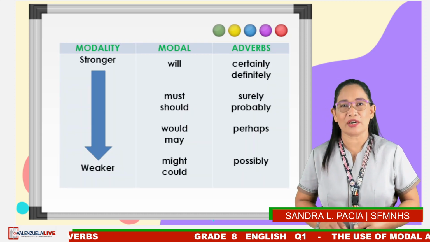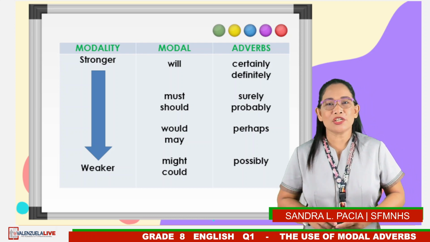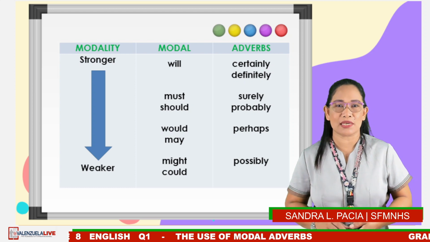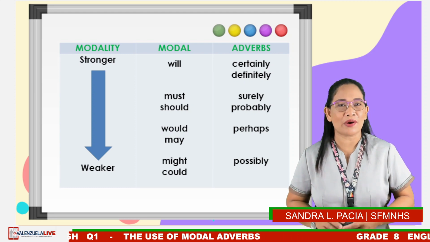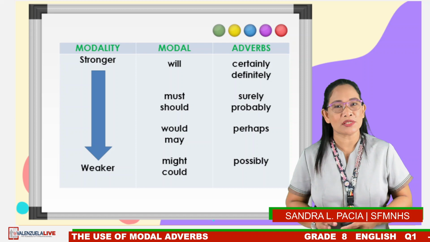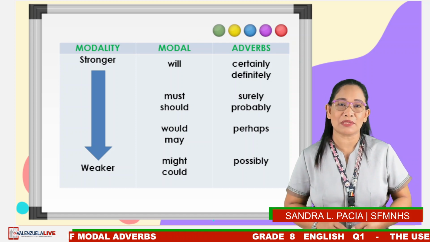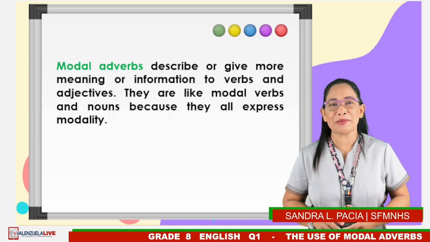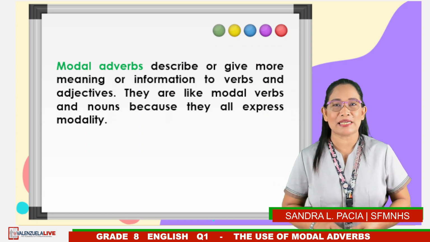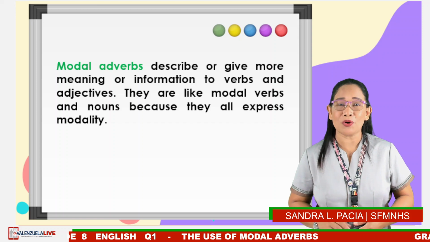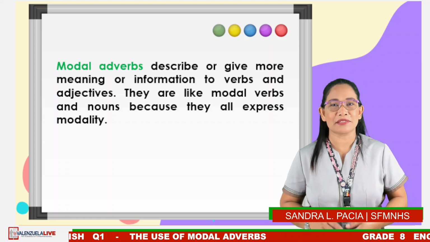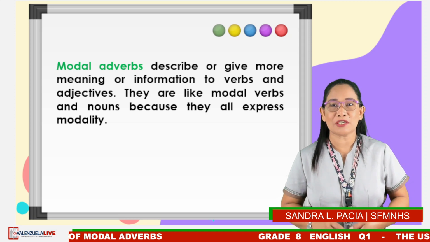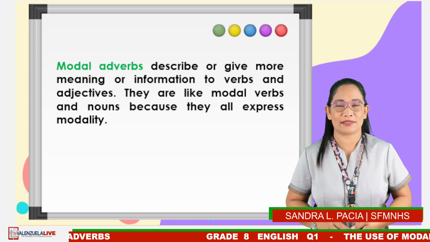Look at this chart on our screen. The choice and use of modal adverbs depend on the modality that you want to suggest in the statement: to modify the certainty, certain or uncertain, and to describe how something is done. Modal adverbs describe or give more meaning or information to verbs and adjectives. They are like modal verbs and nouns because they all express modality. They only differ in form and the way they are used in sentences.